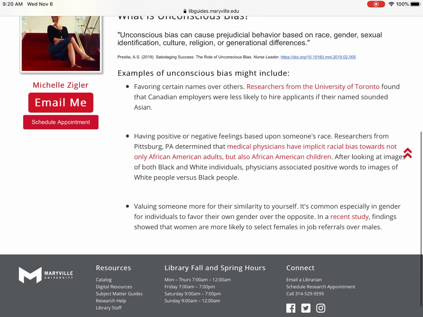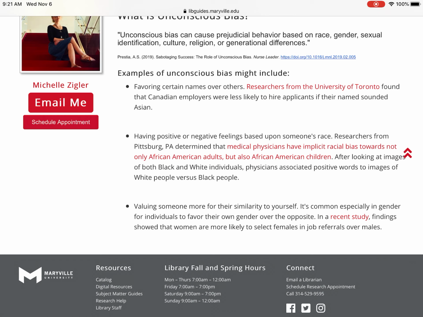We also have evidence of unconscious bias if you have positive or negative feelings based upon someone's race. There's a lot of data showing that medical professionals have a great deal of implicit racial bias. In one particular study, there was evidence that they had implicit bias towards African American adults, but also children. After looking at images of both black and white portraits of people, they associated more positive words with white individuals over black individuals, just based upon looking at the image and what their face looked like.